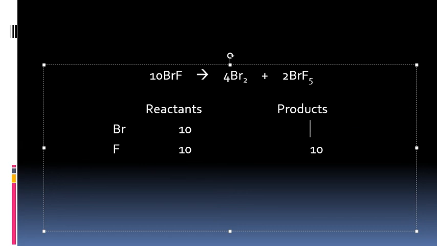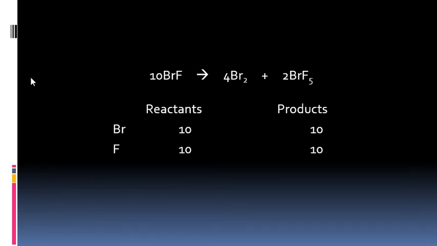Therefore, what we have on the product side is 4 times 2 bromines, which is 8, plus 2 times 1 bromine, which is 2. Therefore, we have 8 plus 2, which is 10. Cool. Now, like I said earlier, what you want for coefficients is actually the least common multiple.